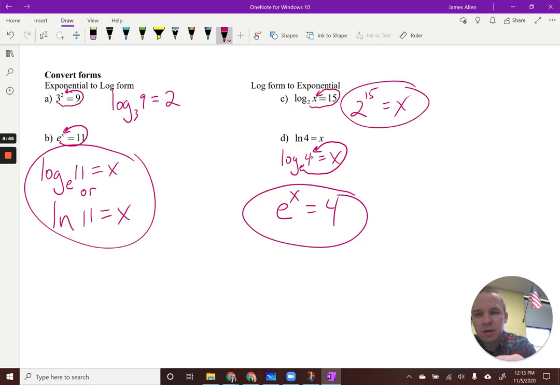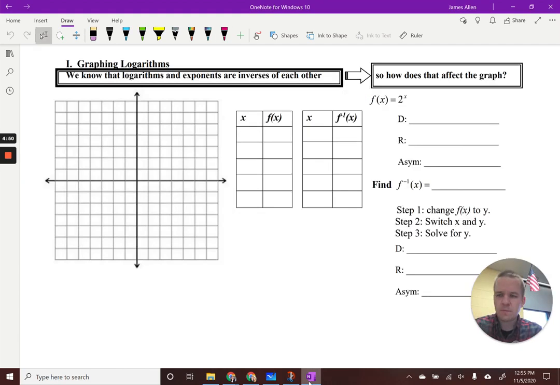Wonderful. I don't know why I didn't circle all these. Circling them is fun. Cool. Bingo, bango. We're moving on.